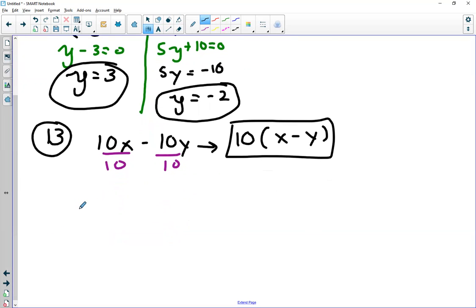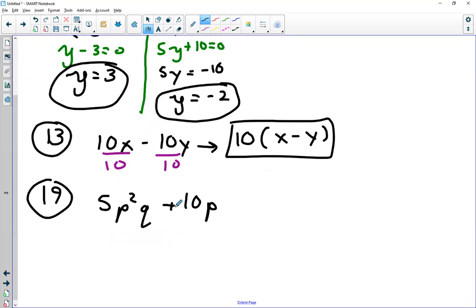Something like this, though. Let's see, what's interesting? Oh, here we go. Number 19: 5p squared q plus 10pq. First off, what can we take out in common? In terms of the numbers, what we can take out in common is a 5. In terms of the variables, the only thing they have in common is a q. So I'm going to put that 5q on the outside. Whatever you take out should be outside. Is that q attached? Shouldn't it have a 1?